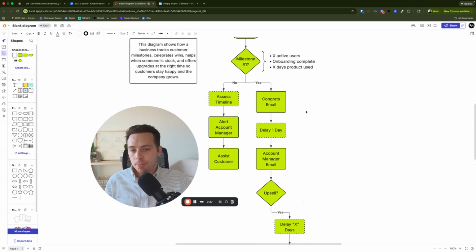Now, if this is a no path, they hit the milestone that we're thinking about and they haven't hit this in a certain amount of time, then this is a good place to assess that timeline. If we're talking about onboarding again, and we want this person to usually be onboarded within the first week, let's say, and it's been a month, this is a really good time to look back to see like, hey, what's happening here? I would then alert the account manager that is over this account and then try to reach out to assist this customer. This is another good fail-proof path to prevent people from wanting to leave your company or leave your service, right?